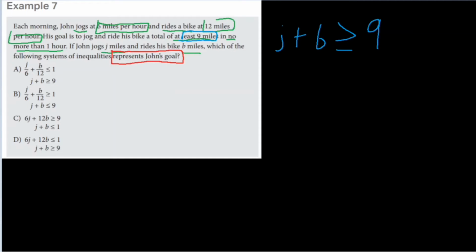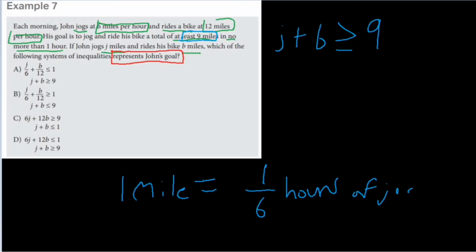The other part gets a little bit more complicated because for however many miles he jogs or bikes, he cannot go more than 1 hour. So, in order to solve this, we have to know how many miles he goes in order for 1 hour to pass, right? So for J, this means that for 1 mile, 1/6 of an hour passes, right? But for biking, for 1 mile, 1/12 of an hour passes, right?